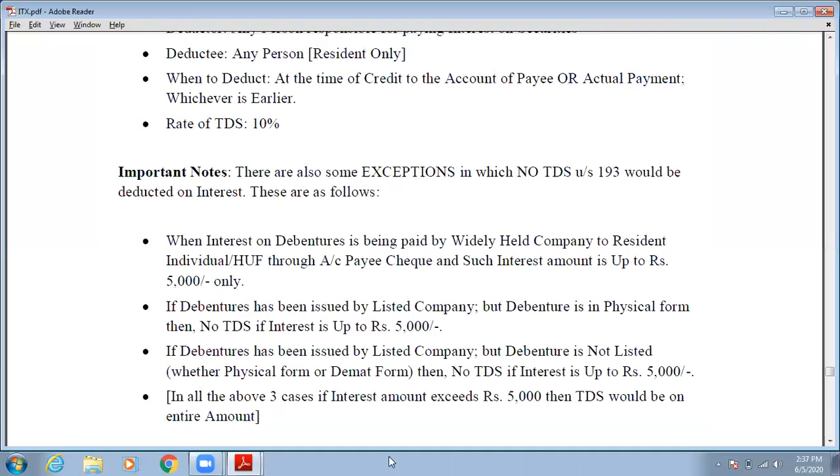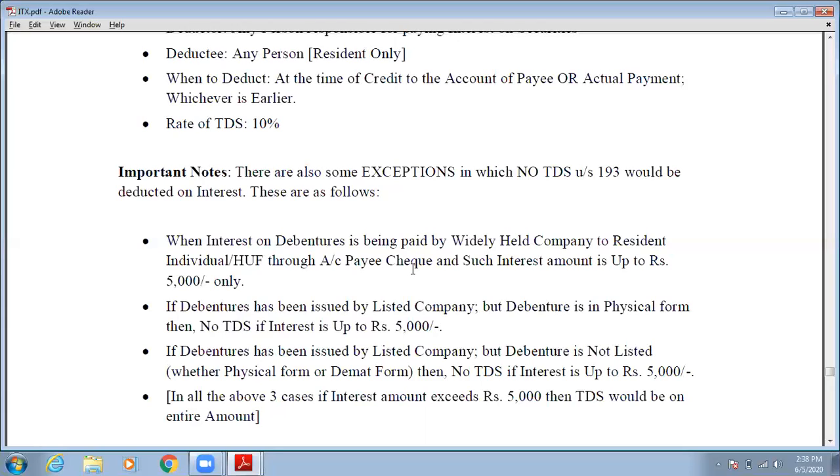If you are paying the interest on debenture to any individual through account payee cheque, and the amount of interest is up to 5,000 rupees, then no TDS will be deducted. No tax will be deducted on that interest income.